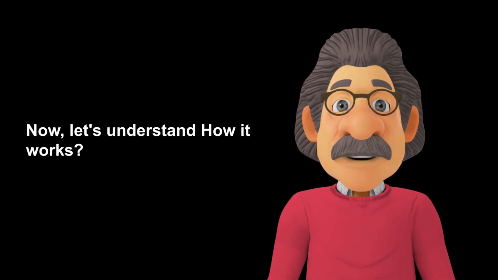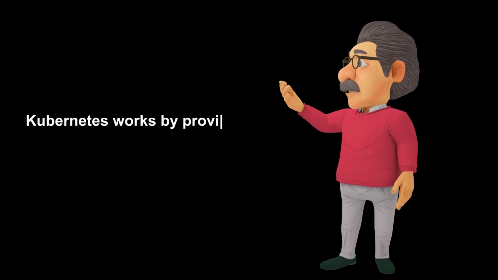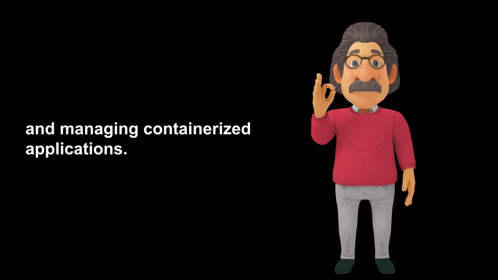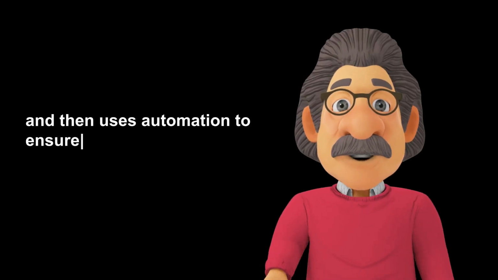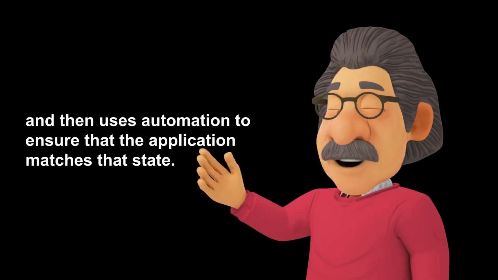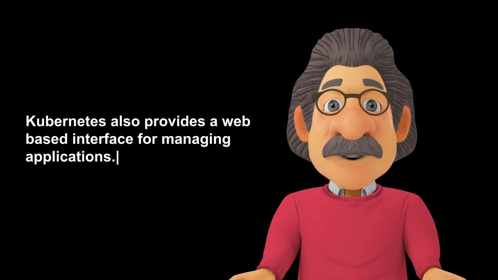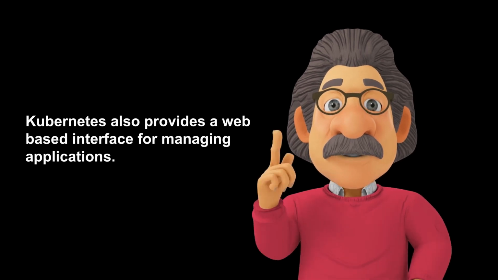Now, let's understand how it works. Kubernetes works by providing a platform for deploying, scaling, and managing containerized applications. It provides a declarative language for defining the desired state of an application and then uses automation to ensure that the application matches that state. Kubernetes also provides a web-based interface for managing applications.